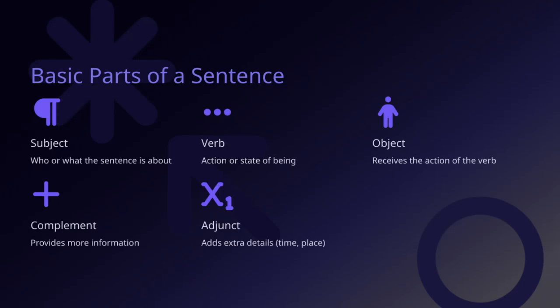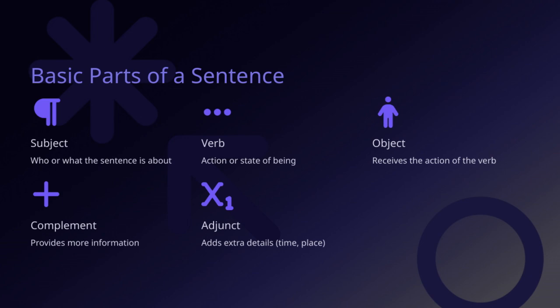All right, let's take a closer look at the basic parts of a sentence. First, we have the subject, which is who or what the sentence is about. It's like the main character in your story. Then, there's the verb, which shows the action or state of being. The verb is what the subject is doing or experiencing. Next, we have the object. The object receives the action of the verb.